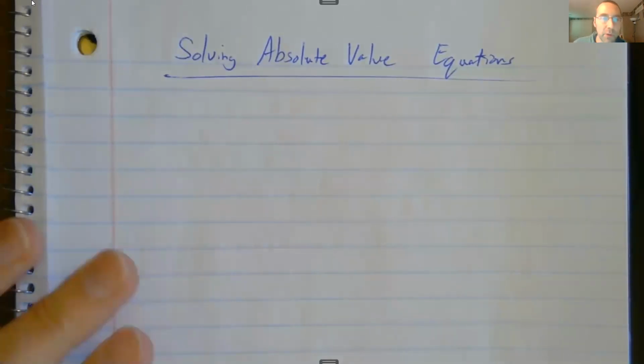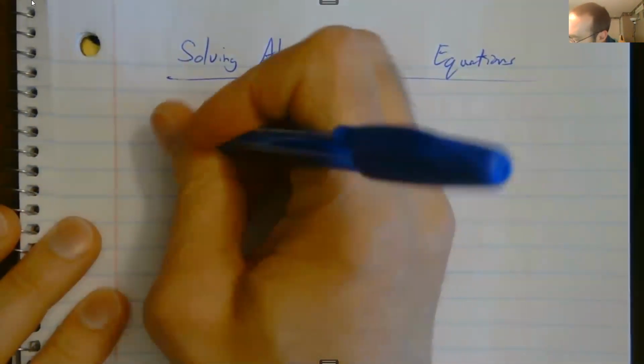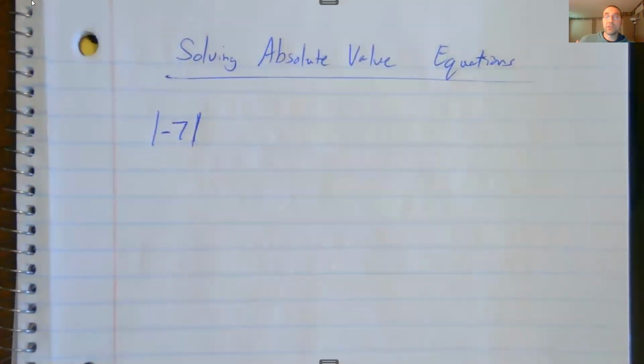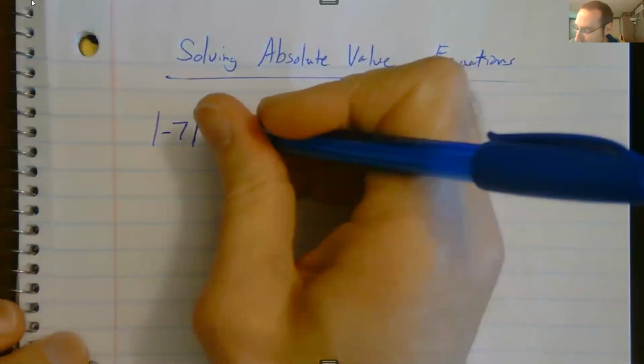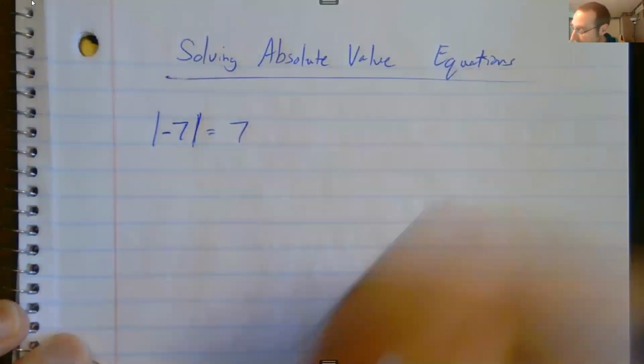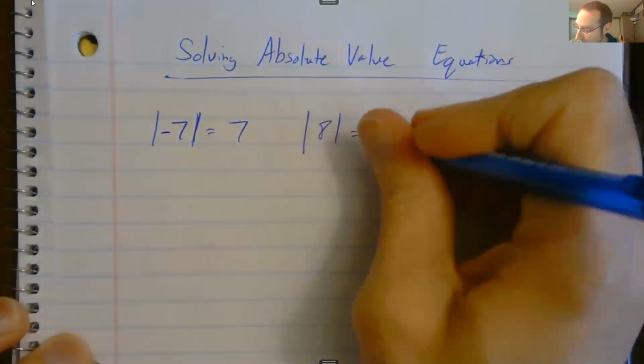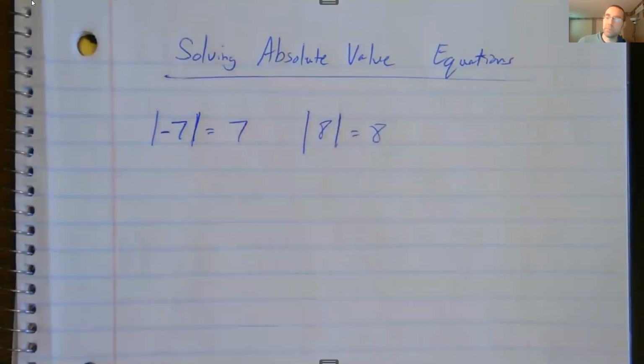I want to give us a quick reminder of what absolute values do. If I take the absolute value of, say, -7, one way to think about it is that absolute values, these bars here, take the thing that's inside, and if it was negative, make it positive. If it was already positive, keep it positive. So the absolute value of -7 is just 7. If I had taken the absolute value of 8, the absolute value of 8 is 8. It was already positive, so we just keep it positive.